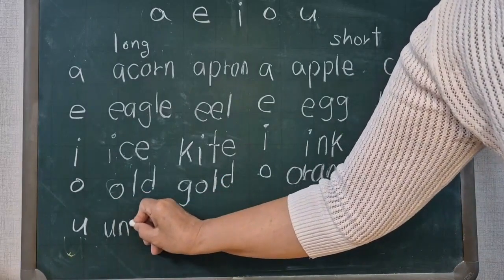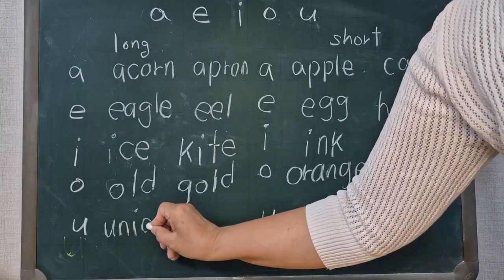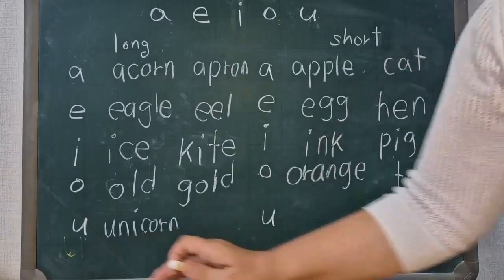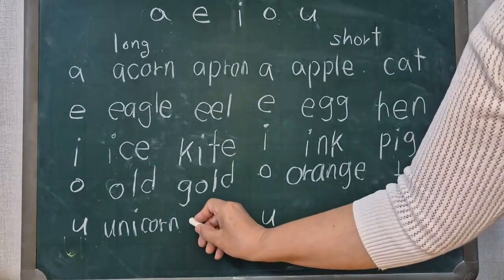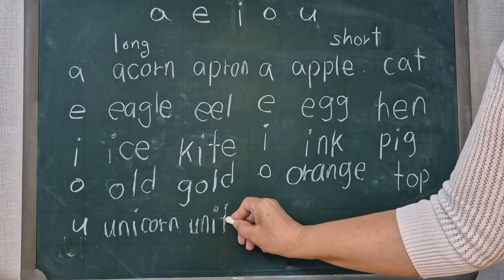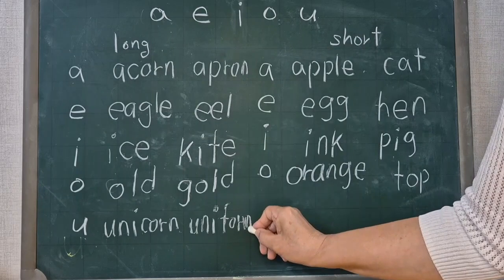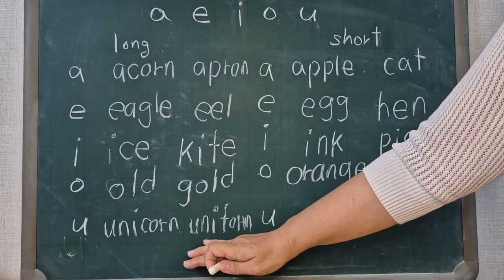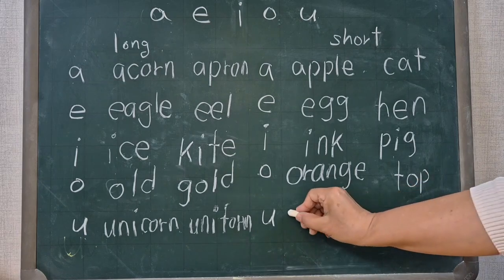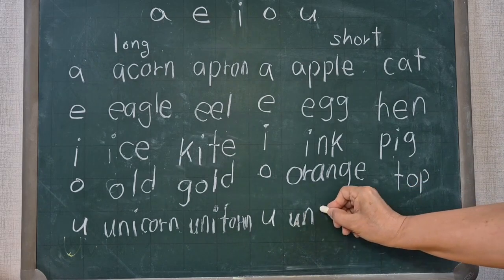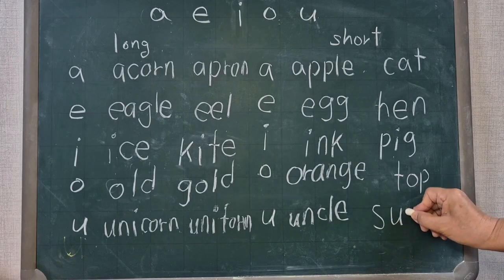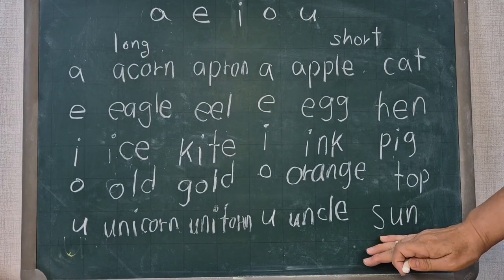Unicorn, unicorn. Uniform, uniform. And short sound U. Uncle, sun, sun.